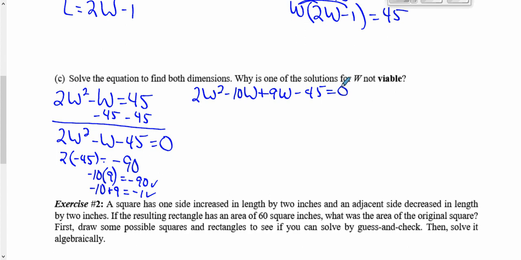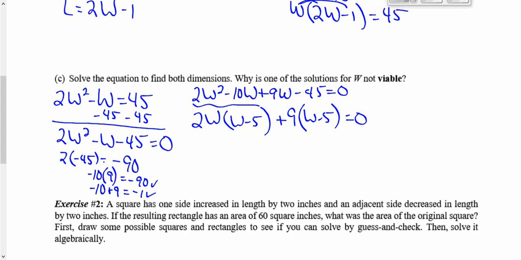Okay, factor by grouping. GCF in the first group: 2w, leaving w minus 5. Next group: plus 9, leaving w minus 5. There we go. It should start looking the same. Now, what's the common factor? W minus 5, leaving 2w plus 9. Still equals 0, right?